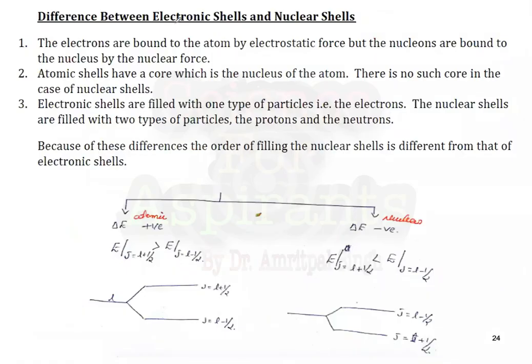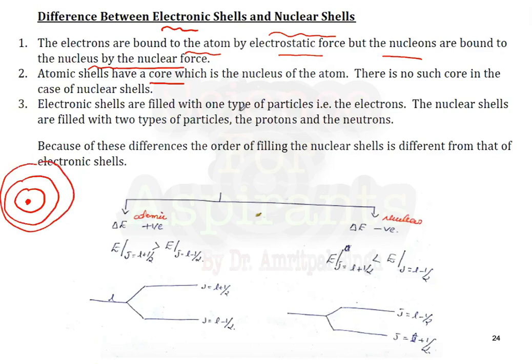So what is the difference between atomic shells and nuclear shells? You have studied that electrons are bound to atoms by electrostatic force, but in the nucleus, the nucleons are bound by nuclear force. This is the major difference. Atomic shells have a core, like in atoms the electrons are surrounded by the nucleus, while in the nucleus there is no core that exists among the nucleons. There are some sort of independent interaction potentials, and due to those potentials the nucleons interact with each other. Electronic shells are filled by electrons, while nuclear shells are filled separately by protons and neutrons.